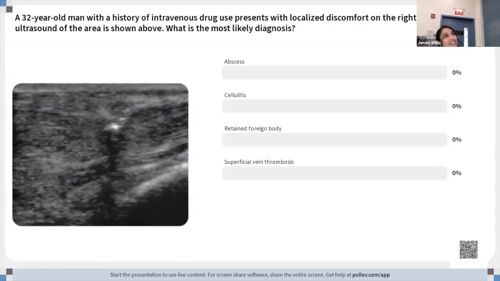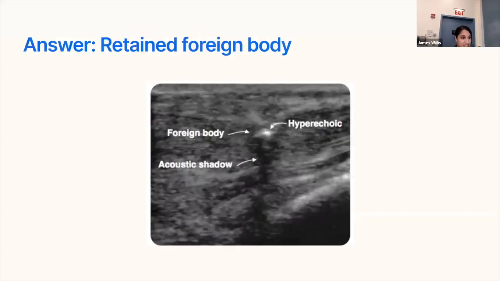So the first question is, a 32-year-old male with a history of IV drug use presents with localized discomfort in the right upper arm. An ultrasound of the area is shown below. What's the most likely diagnosis? So the answer is a retained foreign body.